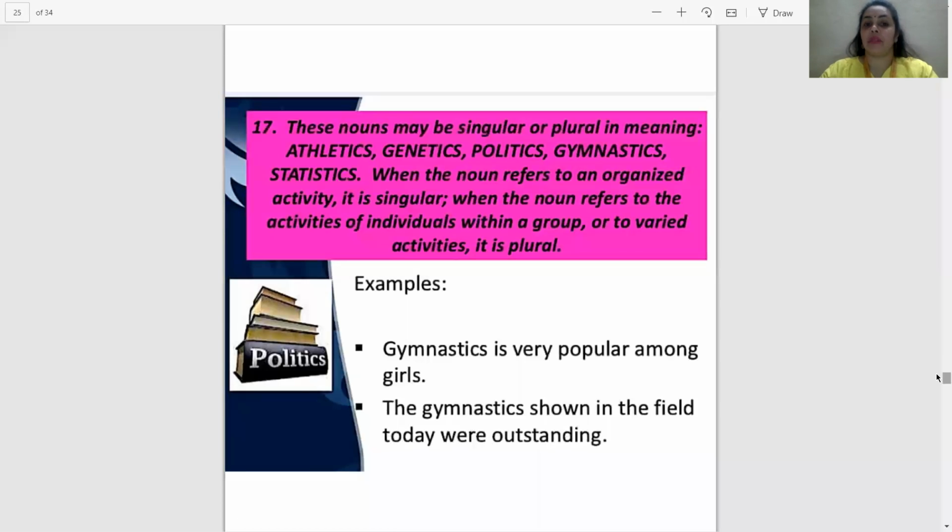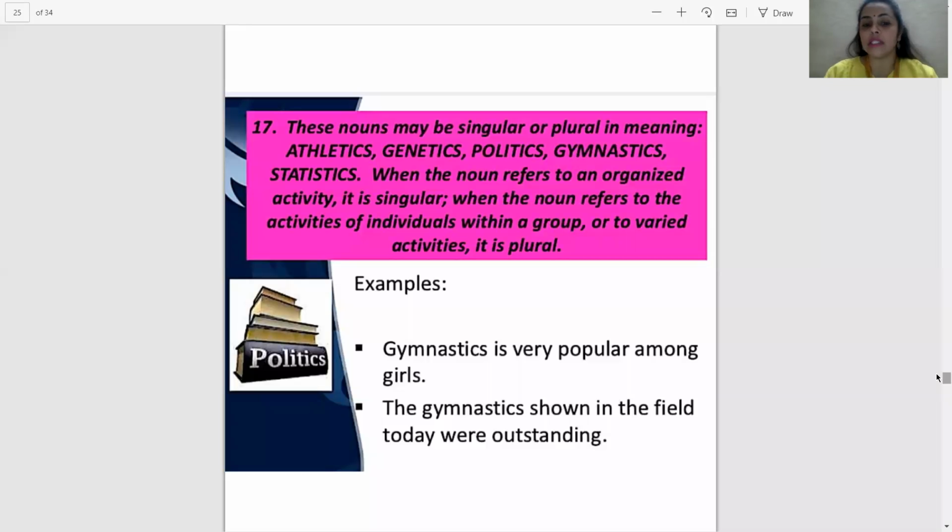For example, athletics, genetics, politics, gymnastics, statistics. When the noun refers to an organized activity, it is singular. When the noun refers to the activities of individuals in a group or to varied activities, it is plural. When we talk about an activity in general, it takes a singular verb. Like, gymnastics is popular among girls, or gymnastics is very good for your physical health, or gymnastics gives you the agility to move very swiftly.